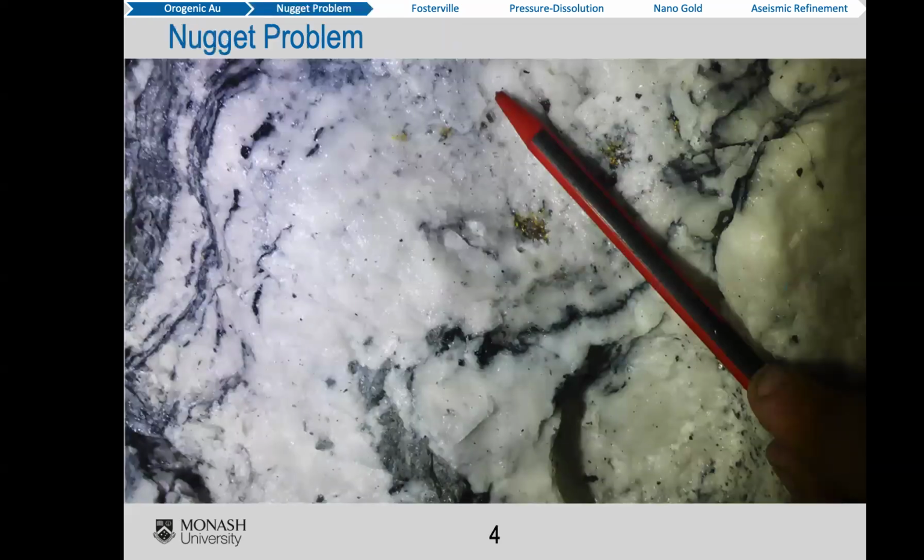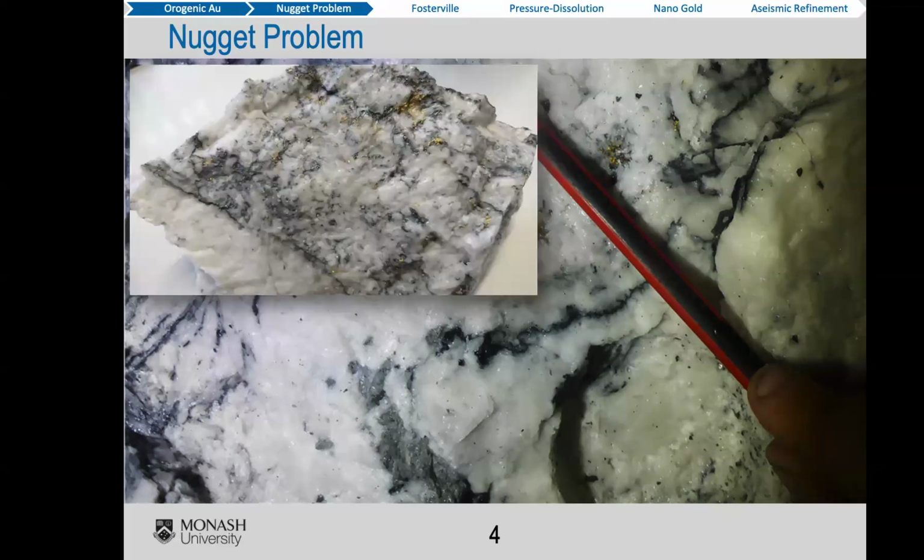So this is what I call the nugget problem. It's not like the trying to drill or do a resource model nugget problem. It's more the thing that I like working on, and also Evan likes working on, and many others. It's making really, really large gold accumulations out of fluids that don't necessarily should be able to make them.